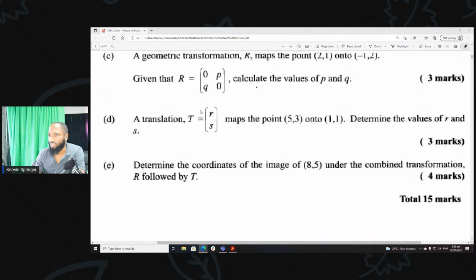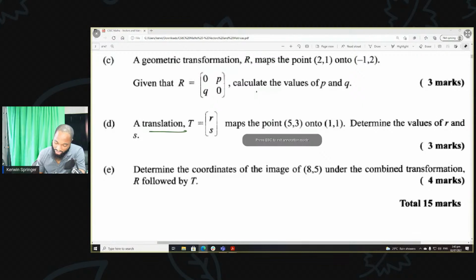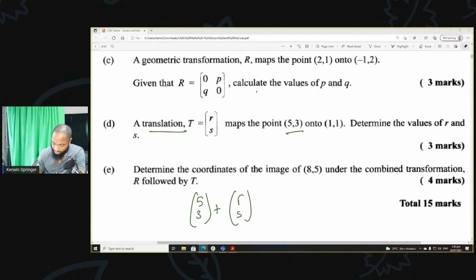A translation T maps the point. No, this one is a little different. This is what we call a translation vector because it's a vector. So this just slides the point. It's not multiplication, it's an addition. So you have 5, 3, and you have the vector r, s, mapping to 1, 1. So it's plain to see that it's subtracting off some of the 5 and subtracting off some of the 3. So it's kind of easy to see what r and s are here, right?